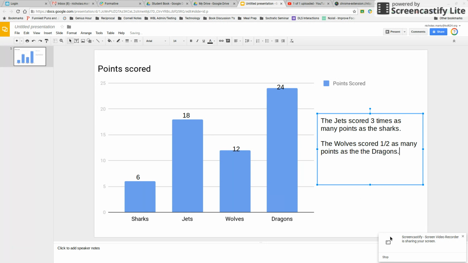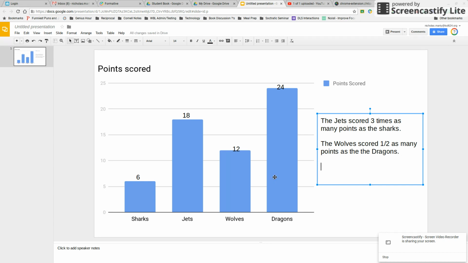So I can use both different things we learned about. We learned about how we could sometimes compare things by using the words "times as many." Jets scored 3 times as many points as the Sharks. Or I can use one of those fractions to compare things. Let's write a couple more.